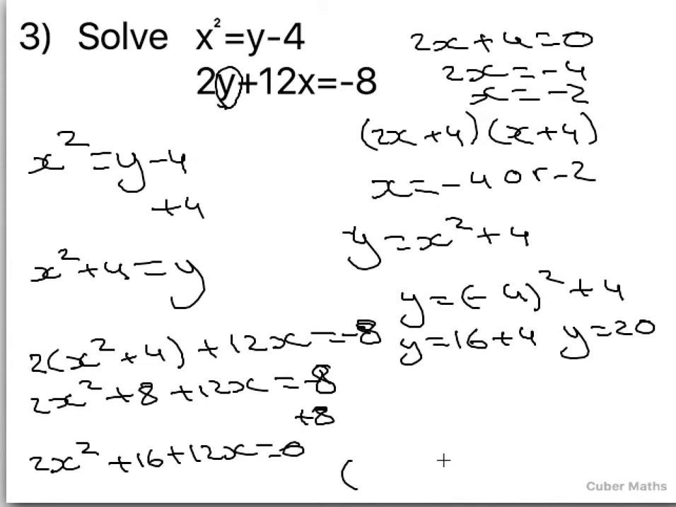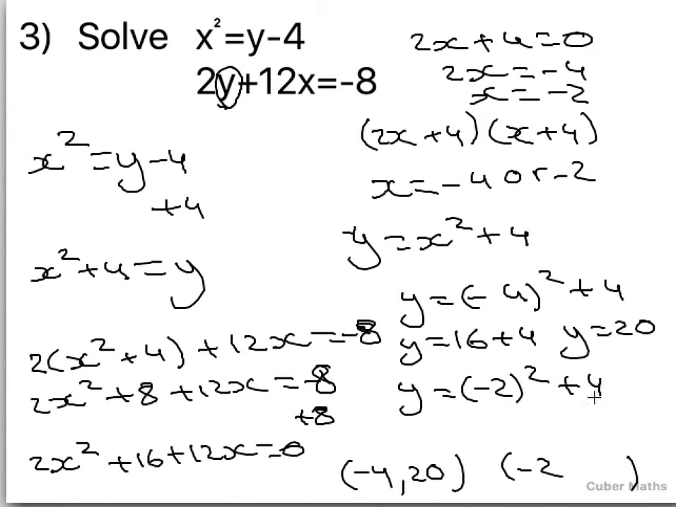So that can be one of our brackets. When x is equal to minus 4, y is 20. And then our other one, when x is equal to minus 2, well, all we need to do is substitute that back into our equation. So y is equal to minus 2 squared plus 4. So y is equal to 4 plus 4, meaning y is equal to 8. So when x is minus 2, y is equal to 8.